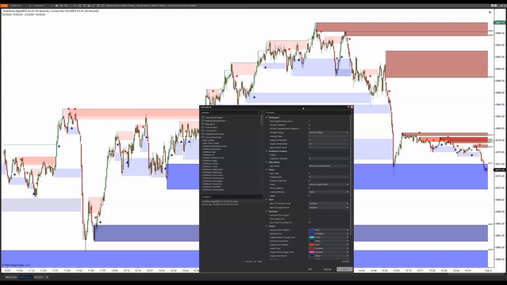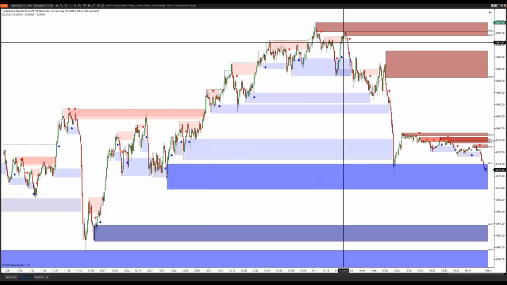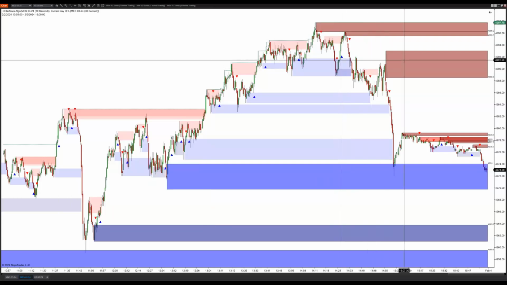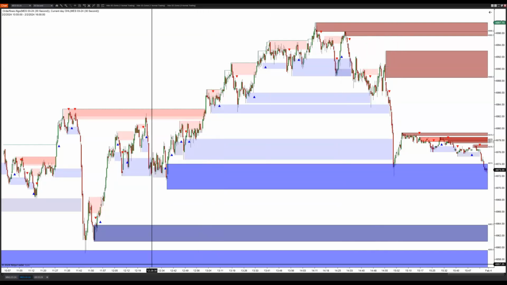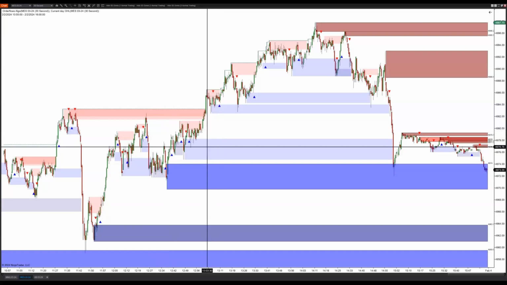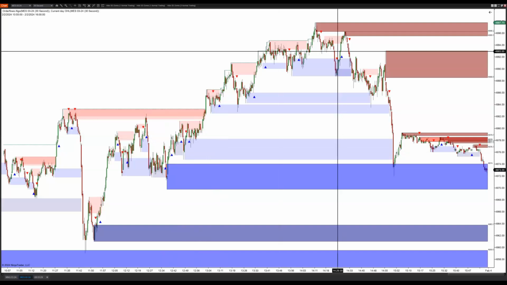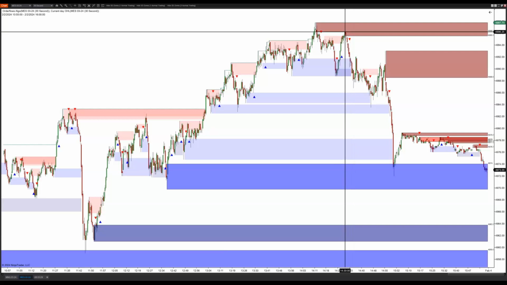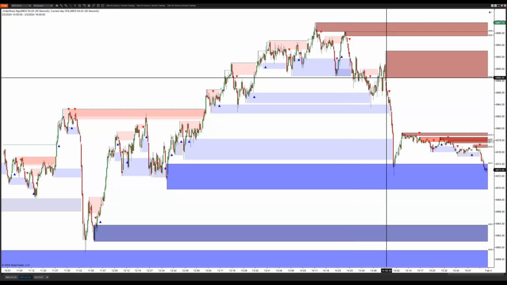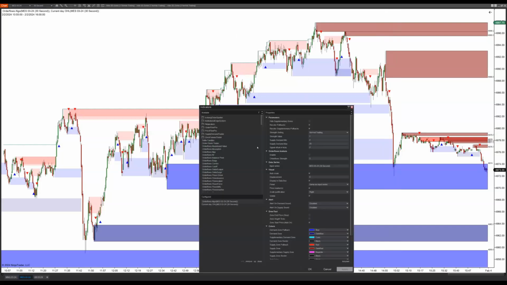Okay, so we call it pullbacks, right? That's why some of these zones are dark red, because these zones haven't been traded back into. This is a darker blue, this is also a darker blue. These are light blues. These light blue ones have been traded back into, okay? These dark red ones haven't been traded back into yet. This one got within a tick here. This one hasn't been traded back into. That's why there's different colors, in case you were wondering.